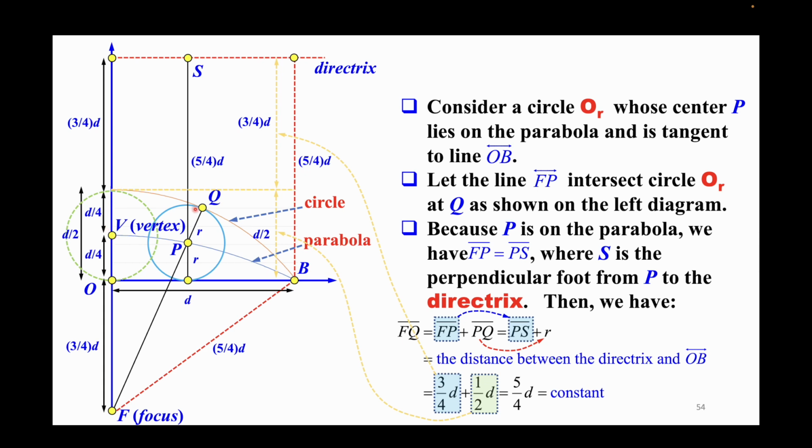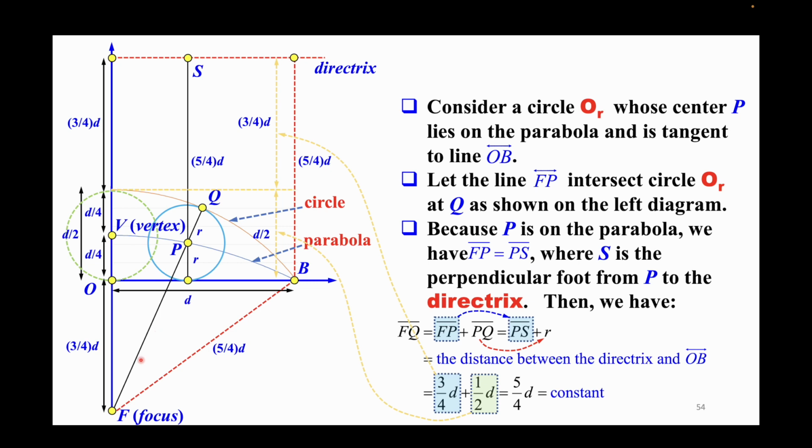Now, let's consider a circle that is tangent to OB, whose center is on the parabola. Remember, the center P of this OR would have equal distance to the focus and to the directrix.